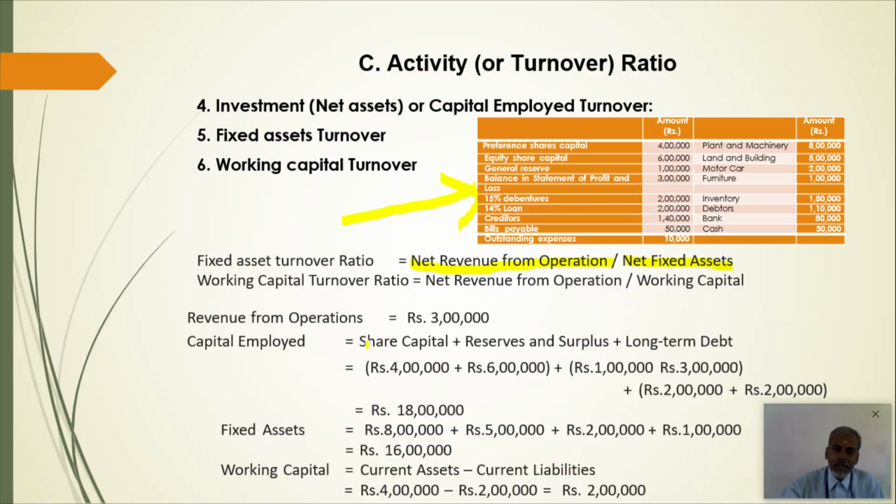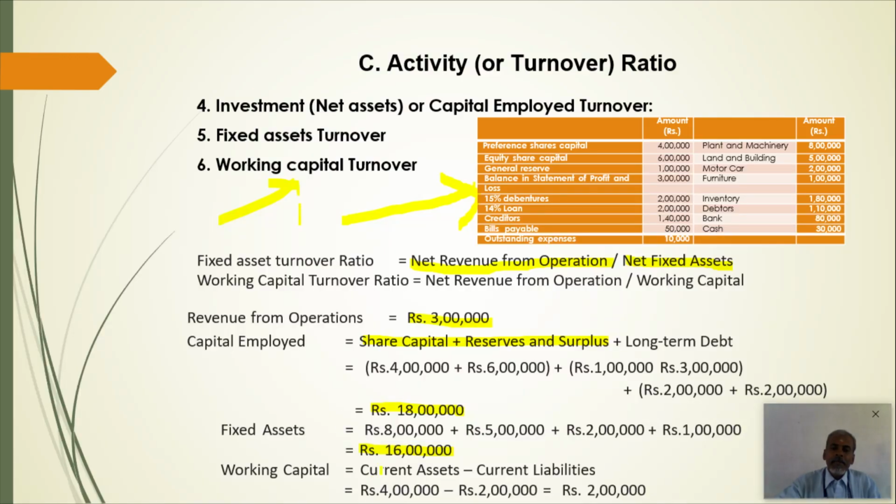The revenue from operations is 3 lakhs. You can see it is calculated, and then the capital employed is calculated by adding share capital, reserves and surplus, and long term debt. We have shown how it is added. So you have 18 lakhs, right? And the fixed assets you have added, you have 16 lakhs. You can divide and make the fixed assets turnover ratio, right? So similarly, you can also calculate the working capital turnover ratio.